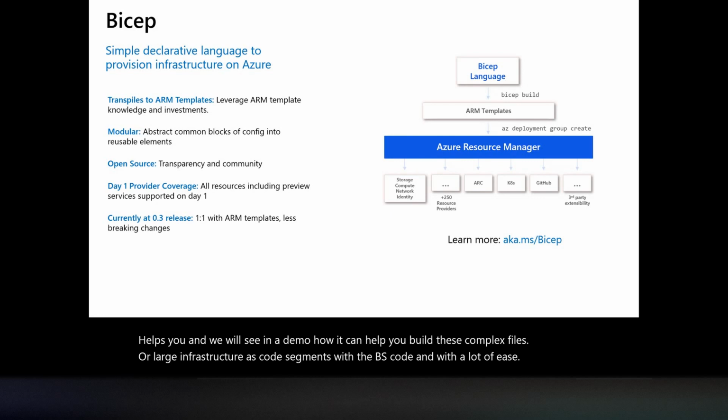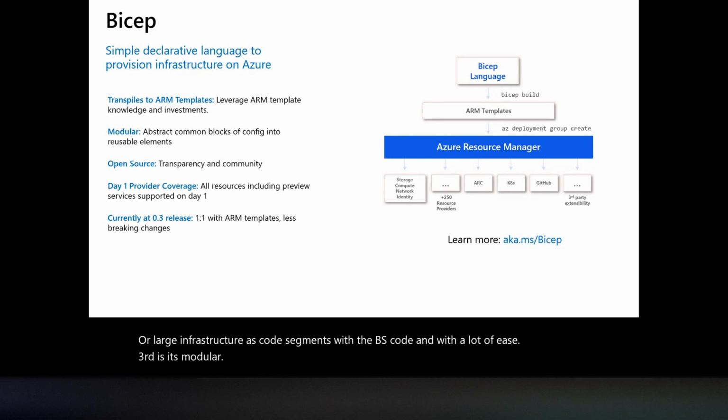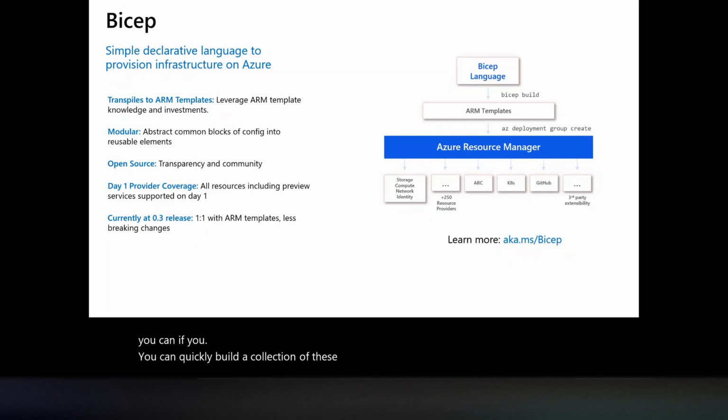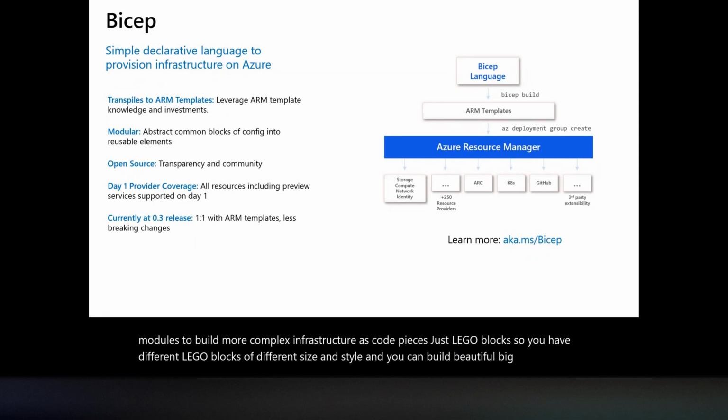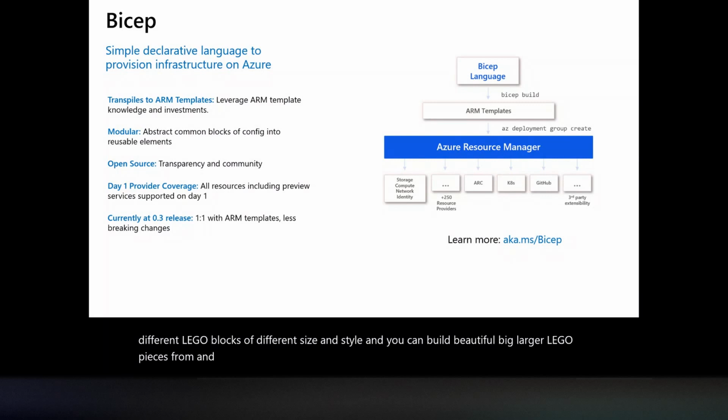Third, it's modular. You can quickly build a collection of these Bicep templates and use them as modules to build more complex infrastructure as code pieces, just like Lego blocks. You have different Lego blocks of different size and style, and you can build beautiful, larger Lego pieces from that. And one of the key promises of this is day one coverage.